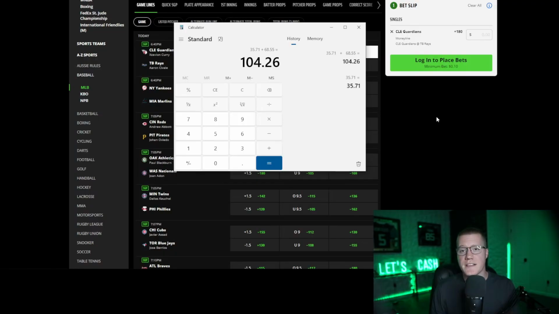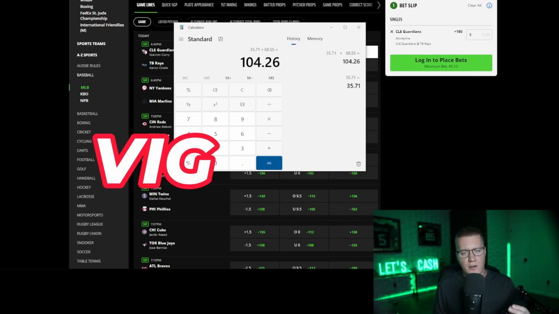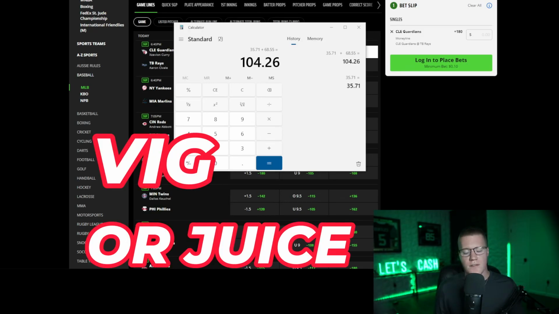And this doesn't really make sense, but there's a specific reason why this is over 100%. The implied odds in terms of percent odds to hit do not exactly equal 100%. On average, they should be anywhere between that 100 to 110 range. And let's go over why. This additional 4.26% over 100% is otherwise known as vig, or juice. Let's talk about what this term means in terms of sportsbooks.